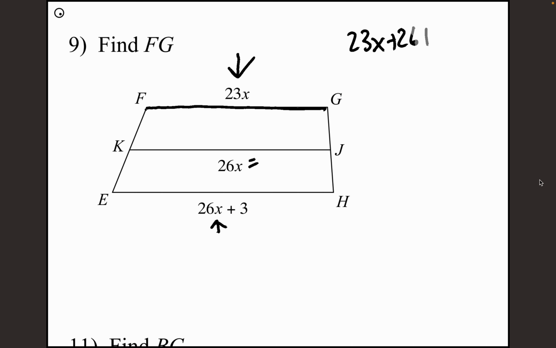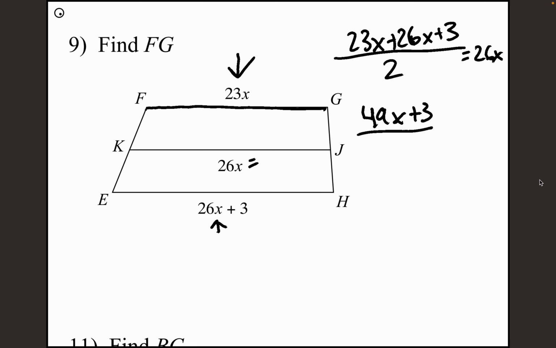So I need to make sure I add 23x plus 26x plus 3, divided by 2, and that's going to equal 26x. Let's combine our like terms on top. So I have 23x plus 26x. That's going to give me 49x plus 3, divided by 2, equals 26x.